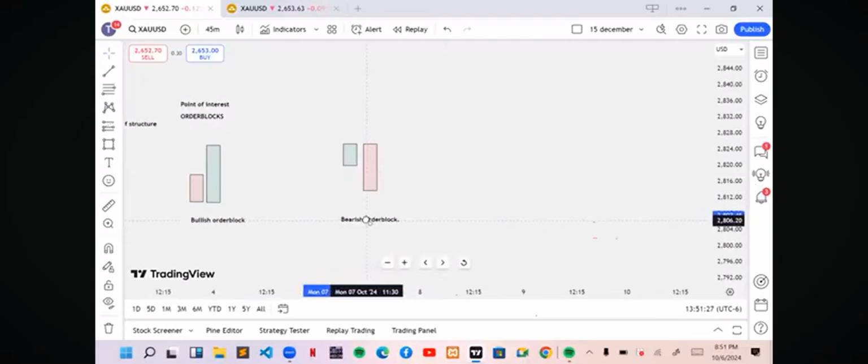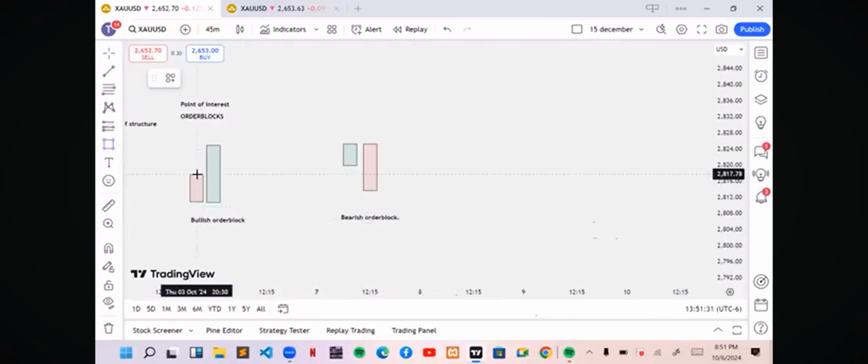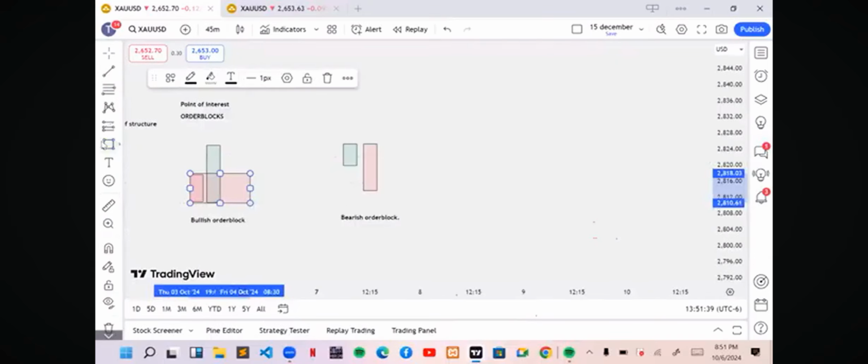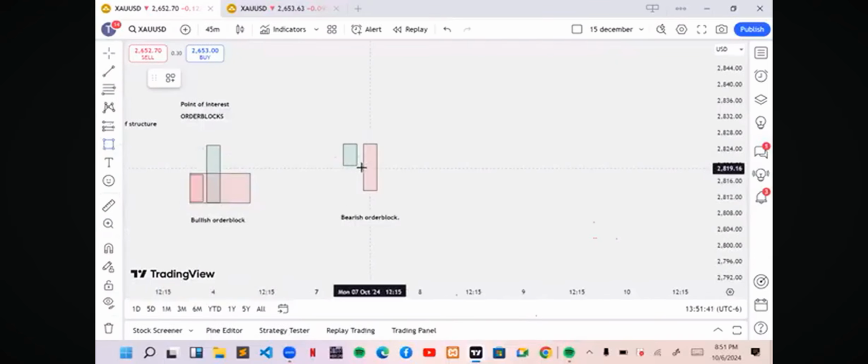Now, I know people also ask, how do you pick order blocks? Pick order blocks by picking the demarcation, the difference between the two. So this was the bearish move, and this was the bullish move that engulfed it, so you pick your entry from here. Same as this was the bullish move and this was the bearish move that engulfed it. You pick the difference from here.